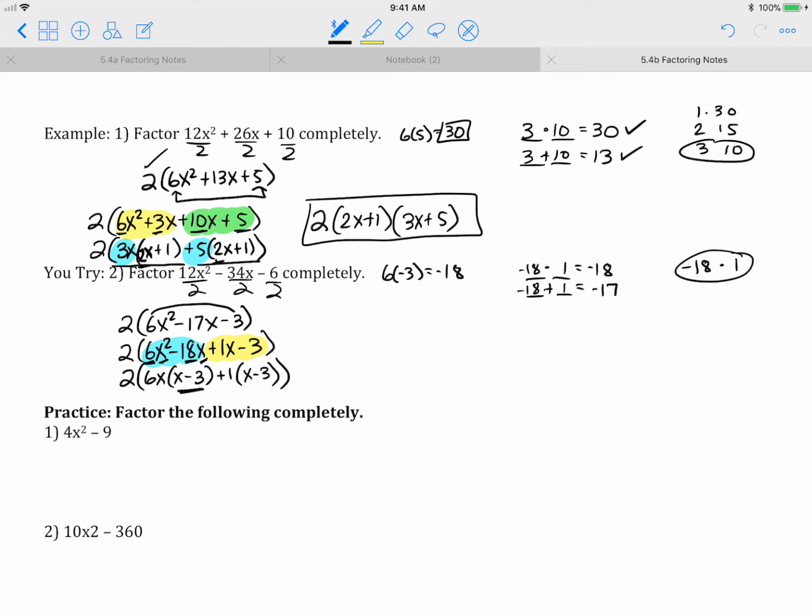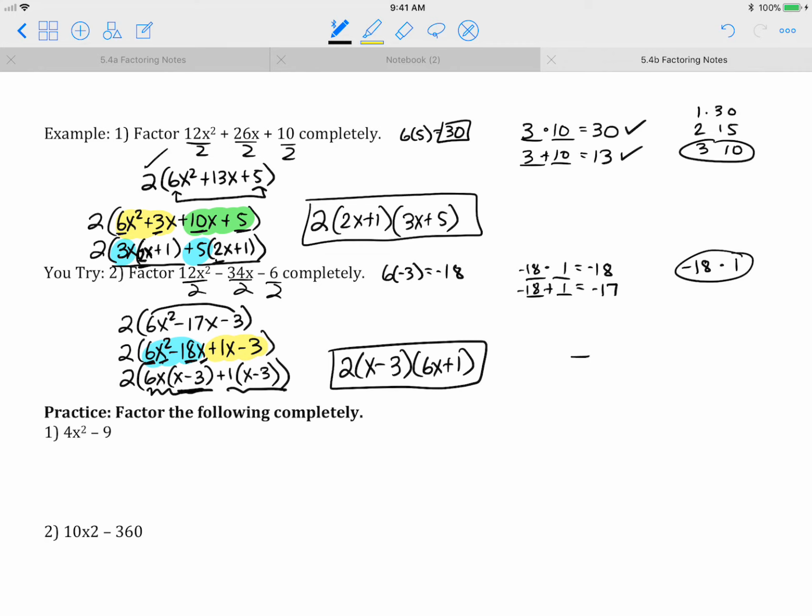So there we go. I've got a big term here, and I've got a big term here, and they both have an x minus 3 in common. So I'm going to pull that x minus 3 out. And what's left? 6x plus 1. And we're done. Okay? Just one quick note.